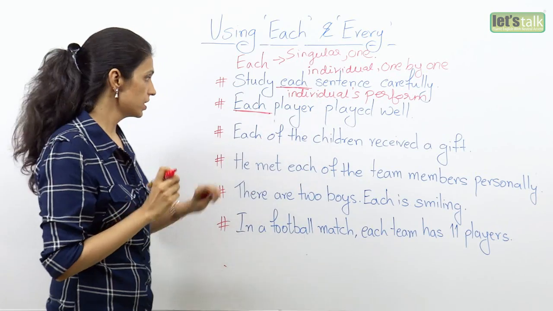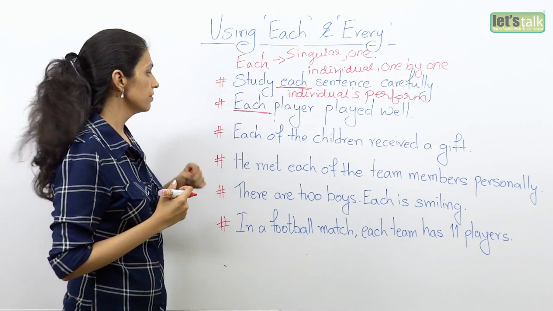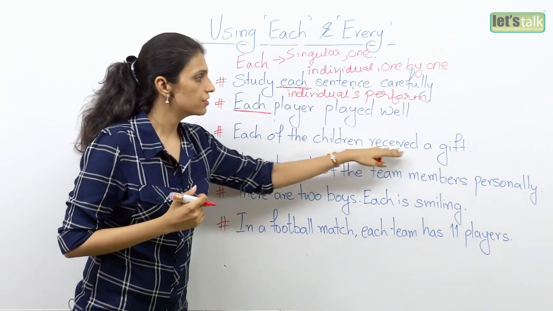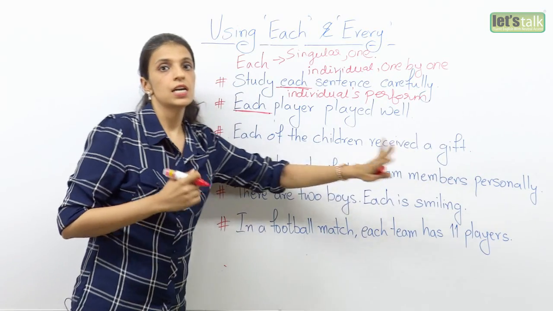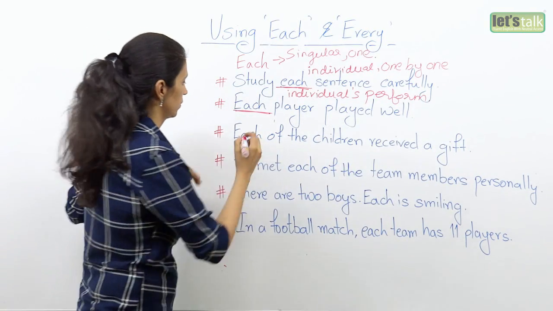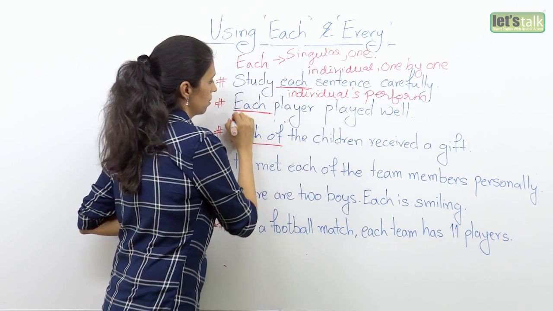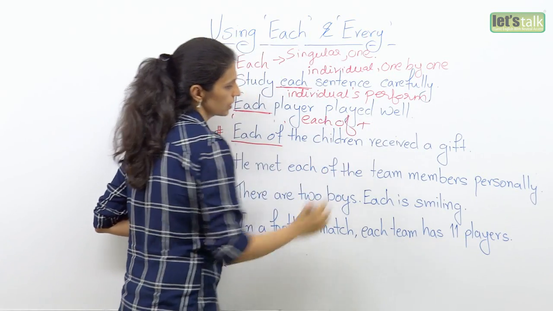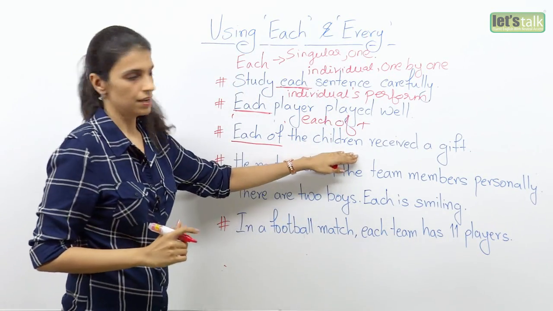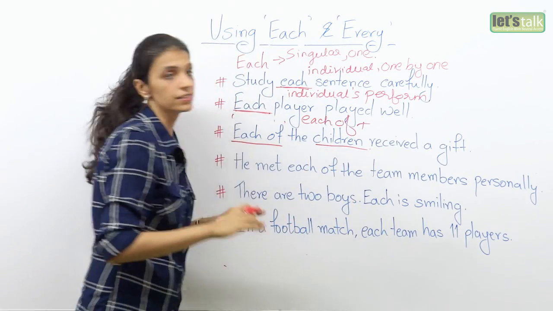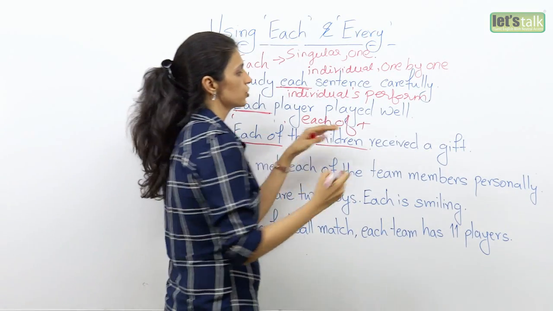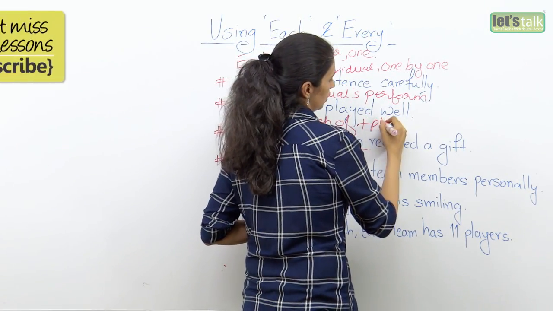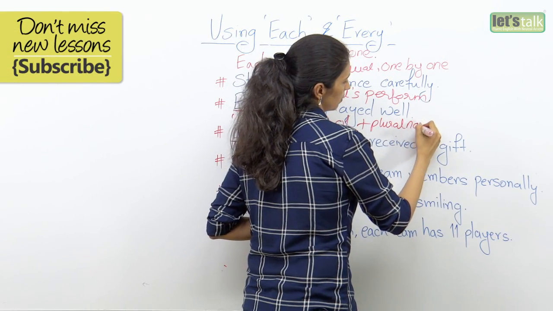Okay. Now in my next sentence I have each of the children received a gift. Now when I say each of, remember, you always follow it by a plural noun. So children is plural, right? It's more than one. So you have each of plus a plural noun or a pronoun.